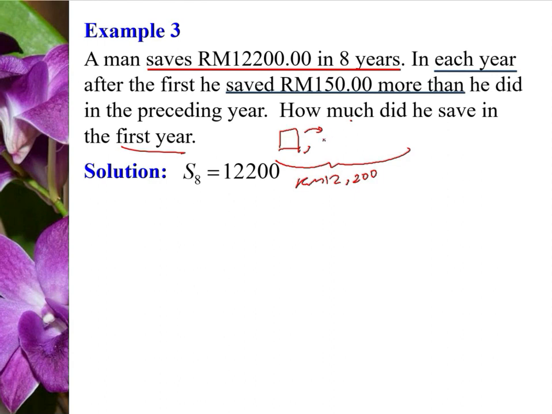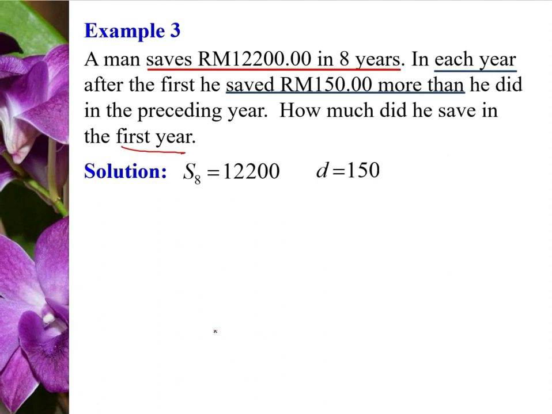If this is the first year, that means for the second year, he had saved 150 ringgit more than in the first year. This means every year that he saves is increased by 150 ringgit. So that information, 150, refers to the common difference, which is the D. Okay, that's all the information that we have, and the question wants us to find the first year amount.